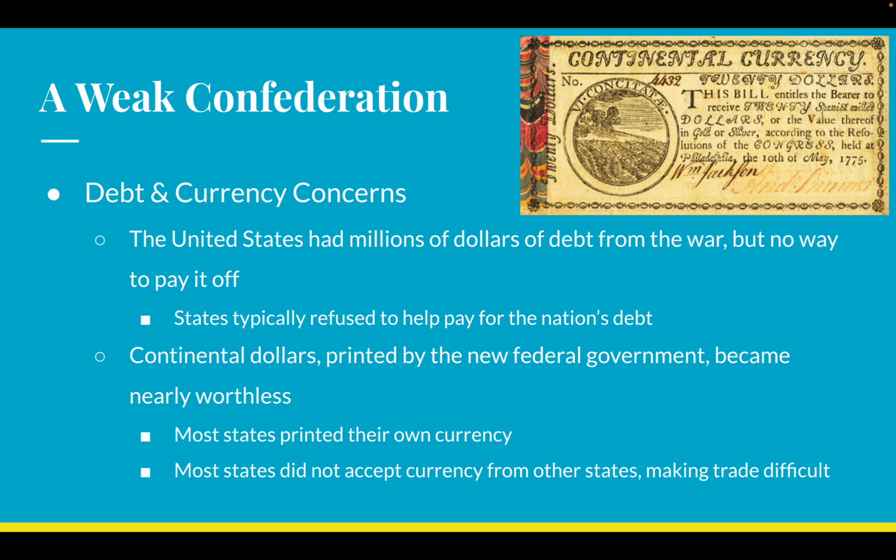Issue number one is there's just 13 different kinds of currency, actually 14 if you count continental dollars. That's going to make trade between states very difficult. If you live in New York and you want to sell something to someone in Virginia, they're going to pay you in Virginia dollars. But you live in New York. You use New York dollars. How is that going to work? What's the exchange rate look like? This becomes very complicated very quickly.